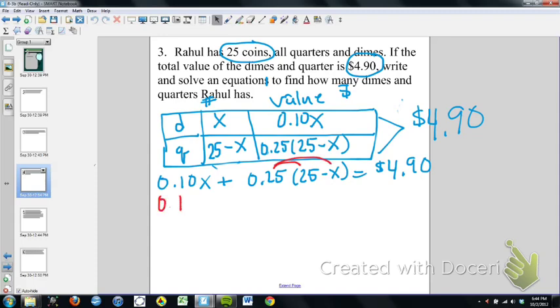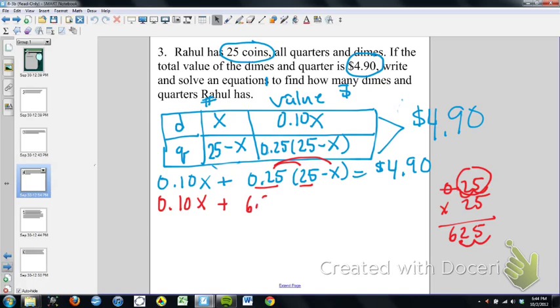Okay, so the first thing you have to do here is distribute. So you have 0.10x plus 0.25 times 25. The way you do this is you pretend it's a whole number, so 25 times 25 is 625, and then you take into account that I disregarded 2 decimal places to the right, so I have to go back 2 decimal places. So 0.25 times 25 is 6.25. So that's subtracting 0.25x, and that must be equal to $4.90.